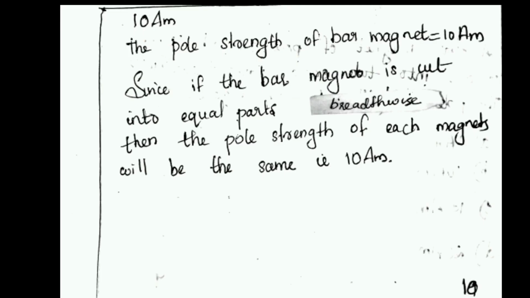Here the answer is also 10 ampere meter. That is, the pole strength of a bar magnet remains unchanged even if it is cut into equal parts breadthwise. Okay, that is 10 ampere meter.